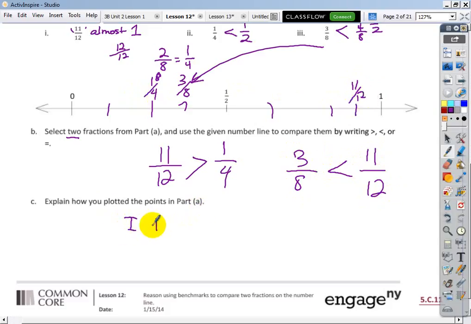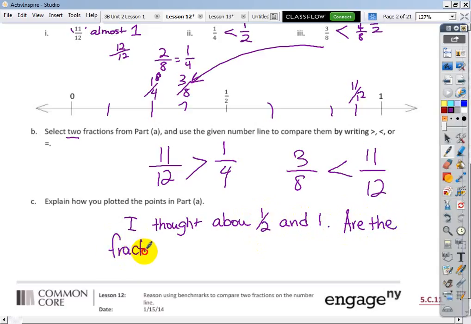I thought about 1/2 and 1, right? So how did I do that? Because I looked at it to say, are the fractions closer to 0 or 1/2? Then I could say, well, is it bigger than 1/2? Is it less than 1/2? So I really think about these guidelines here and here.